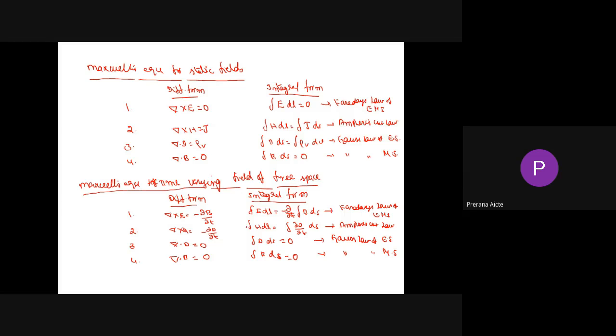So these are the Maxwell equations for different fields like time varying field, static fields, and time varying field in free space medium. Now all these components of the Maxwell equations of different fields are defined based on the homogeneous medium, that is the single medium.